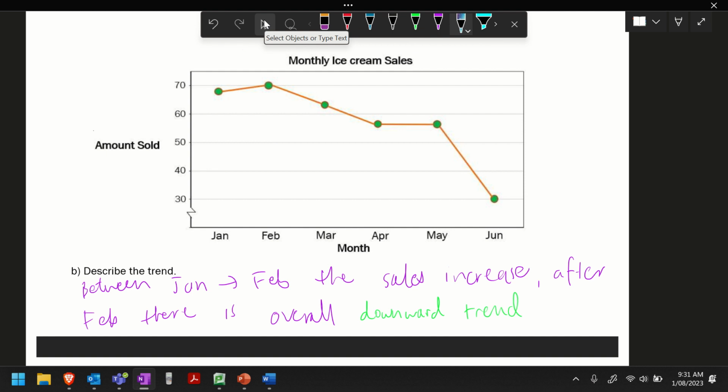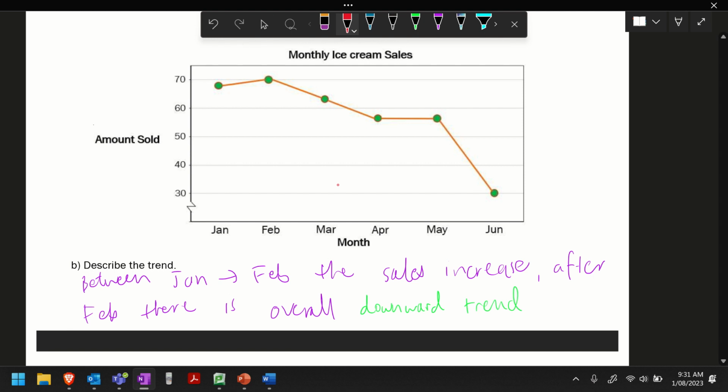Generally speaking. Some of you need to make sure you write down those exact words here, downward and upward trend. We need to see that. That's what we're marking you for. Any questions with the trends? Not too hard, yeah?